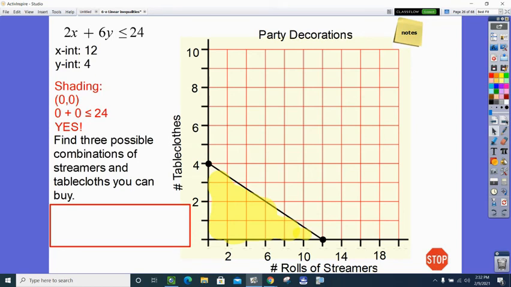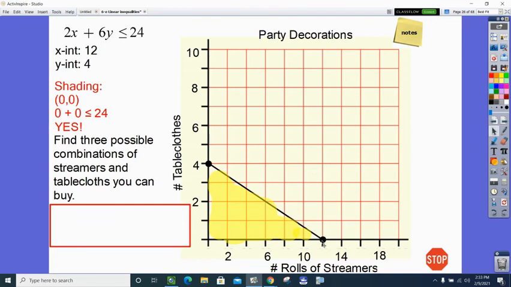The whole point of doing this was to find 3 possible combinations of streamers and tablecloths you can buy. Not every single point in the yellow region is going to be good because you can't rip open a roll of streamers and pull some of them off. So only the points on the crosshairs are going to work. If you look at the y-intercept, you could buy 4 tablecloths and no streamers and spend the $24. Or you could have 12 rolls of streamers and no tablecloths and spend the $24.